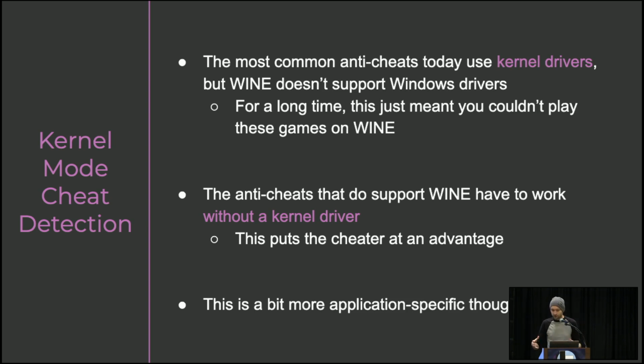Running in Wine sort of puts the attacker at an advantage where they can execute from within the kernel, and the defender, the anti-cheat developer, doesn't have that same capability. This does get a little bit more application specific. I don't really want to talk about specifically what BattleEye does or things like that. I want to get more into the general ways of cheat detection from there.